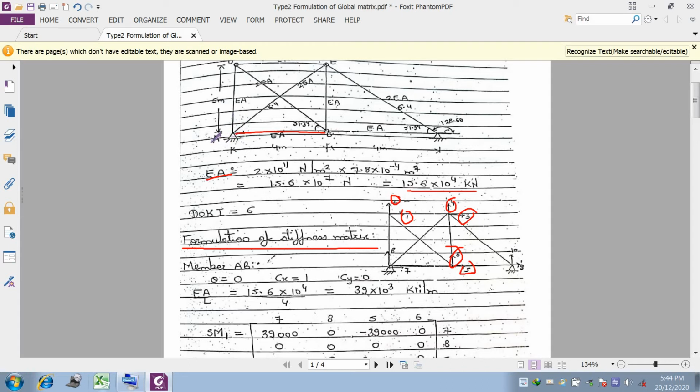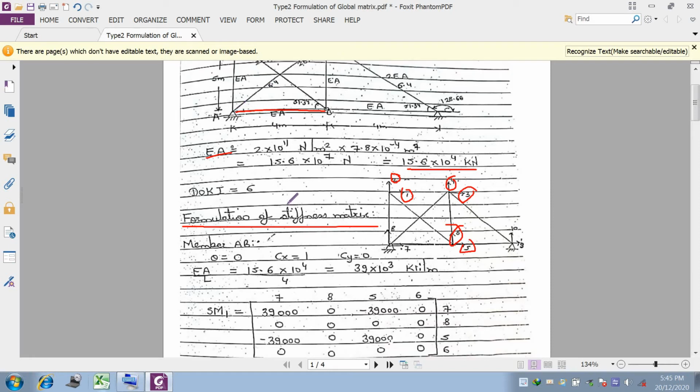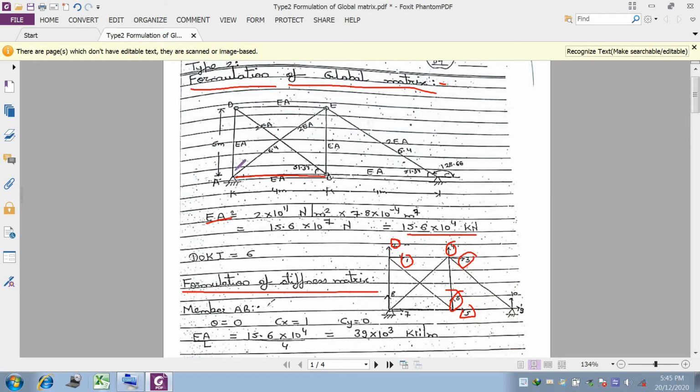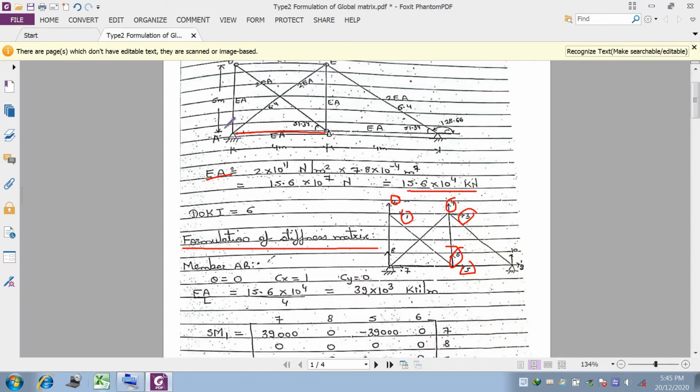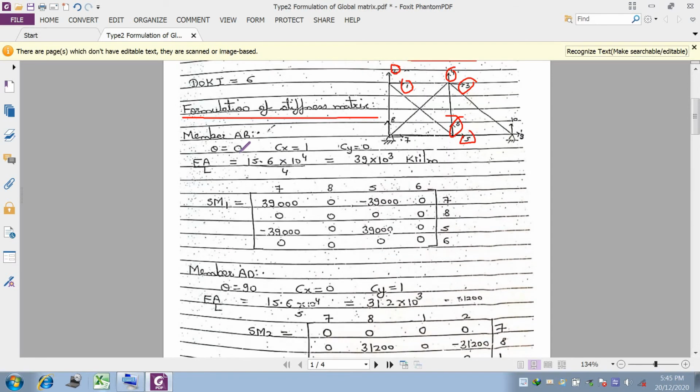So first of all, if you consider the point A, whatever members are connected with point A, you have to calculate the stiffness matrix for the members connected to A. That is for AB, then AD, then AE, then go to the next joint. So joint-wise, likewise you have to go, and then go for the next joint.